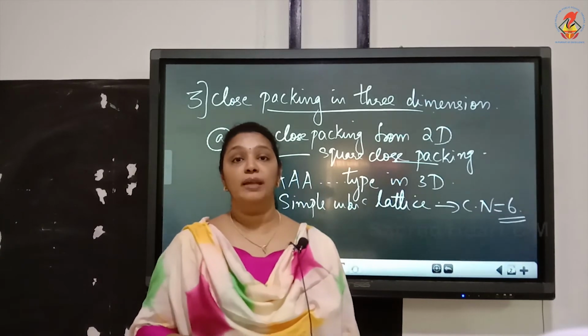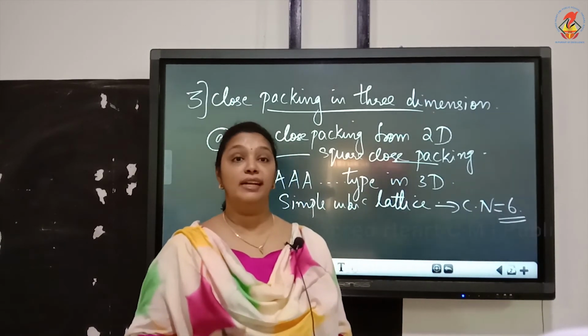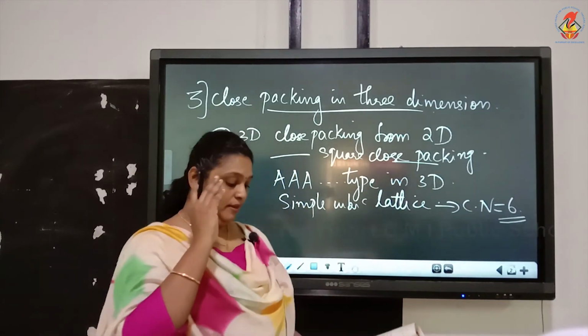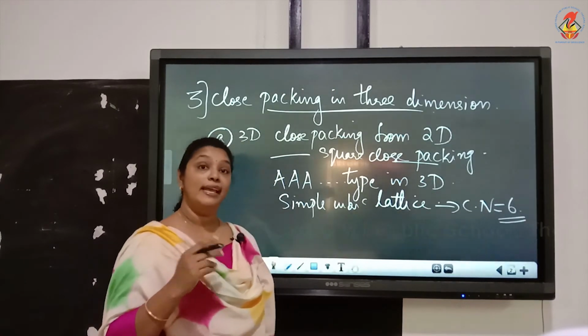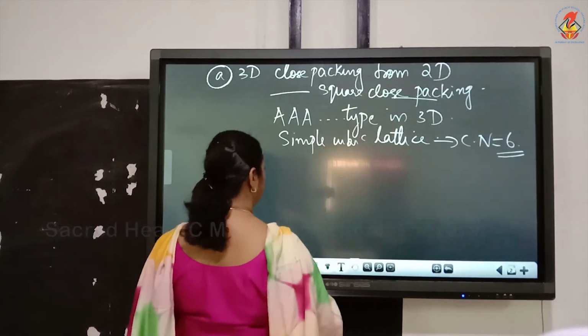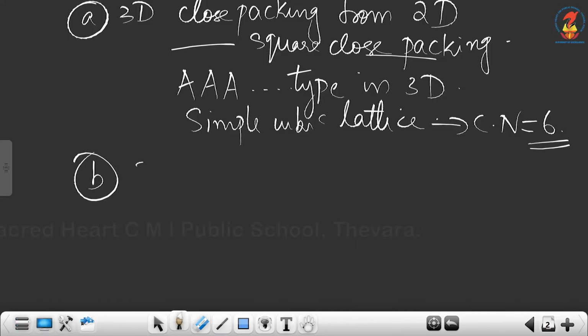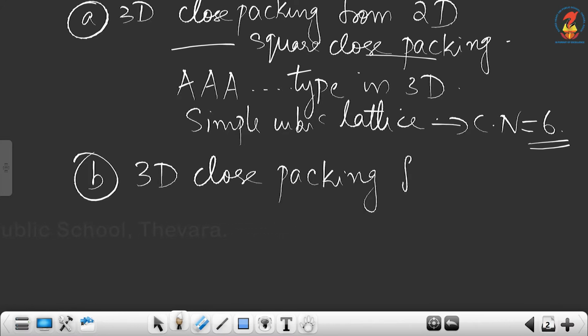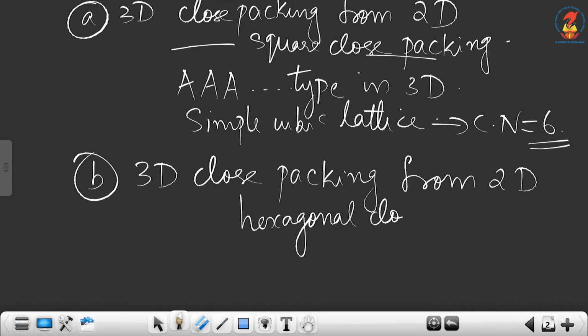Now, the second type of 3-dimensional close packing is 3-dimensional close packing from 2-dimensional hexagonal close pack layers. So, the second type, that is B, is 3-dimensional close packing from two-dimensional hexagonal close packing.